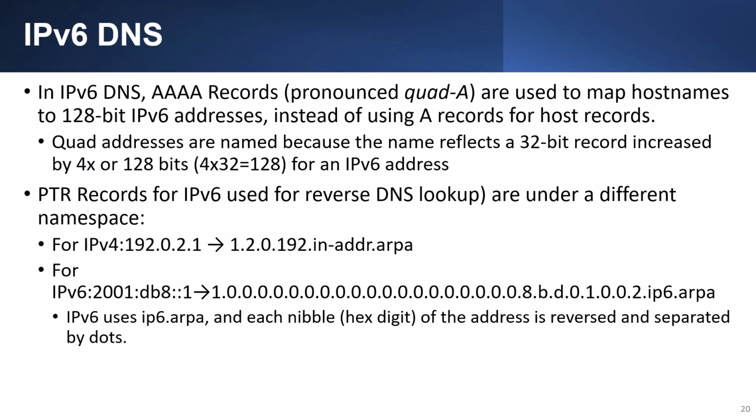In IPv6 DNS, quad A records are used to map host names to 128-bit IPv6 addresses instead of using A records for host records. Quad A records are named because the name reflects a 32-bit record increased by 4 times, or 128 bits, for an IPv6 address.